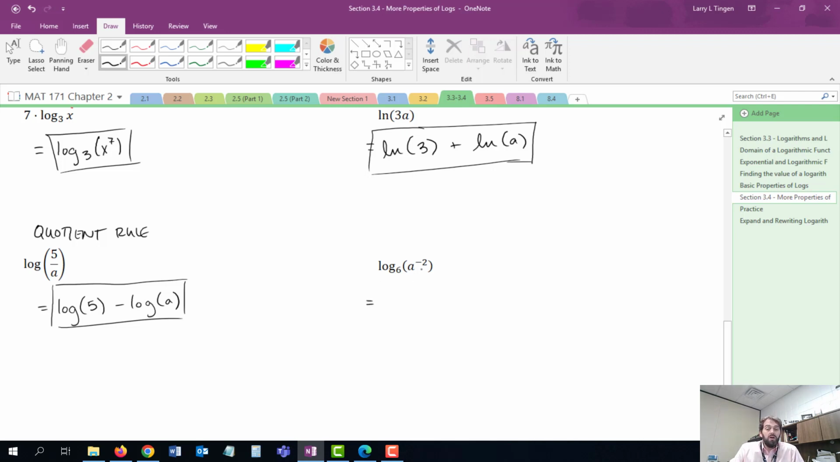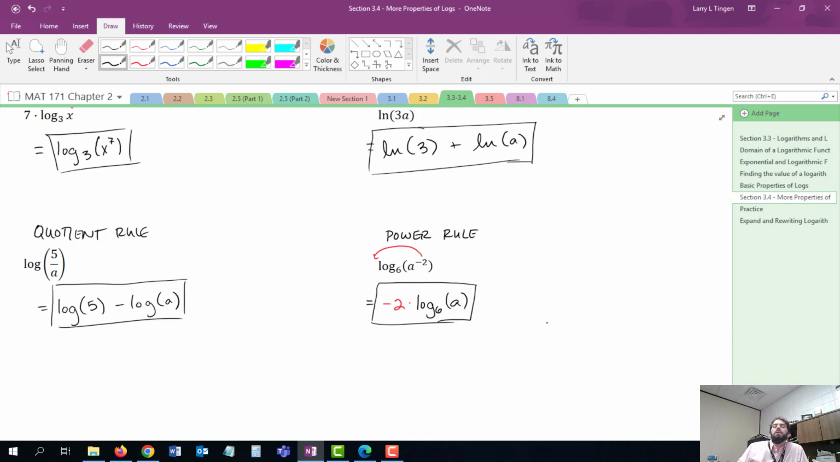And then next, I have the log of something raised to a power. So guess which rule I'm going to use? That's right, the power rule. Power rule says that if I have the log of something raised to a power, I can bring that out front. And then I just rewrite log base 6 of a. Notice the power doesn't remain inside the parentheses. It literally just moves out front. It goes from a power to a coefficient. Okay, so those are the 3 rules that we're going to be using to deal with this section.